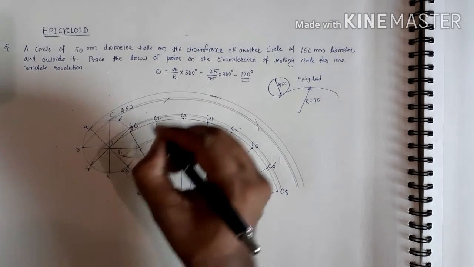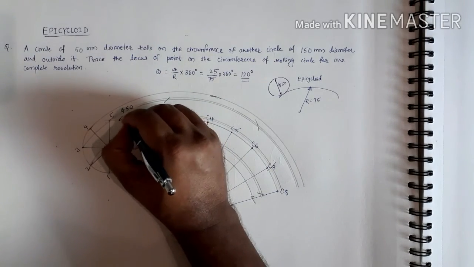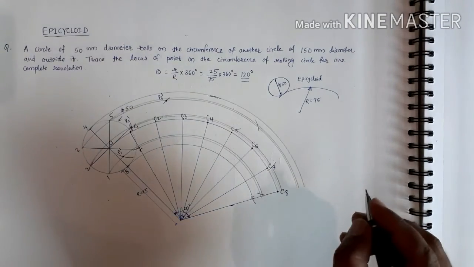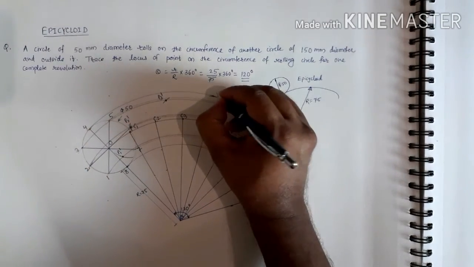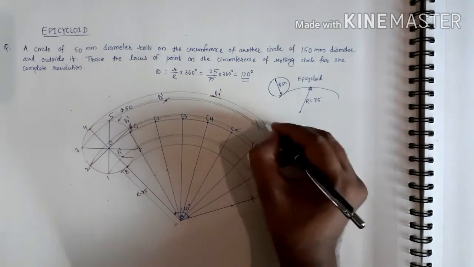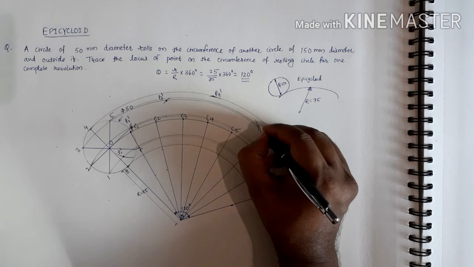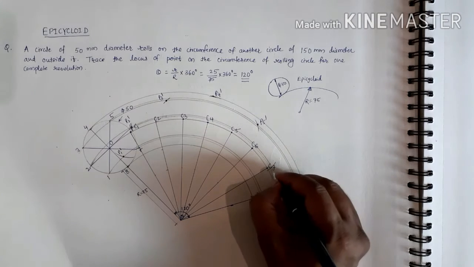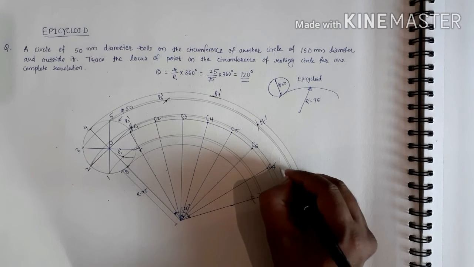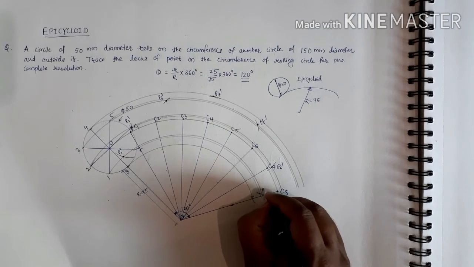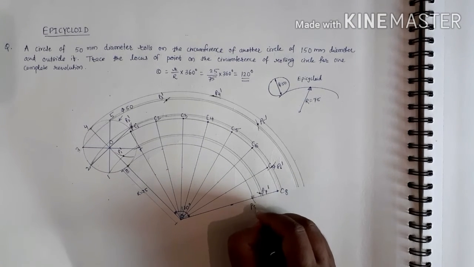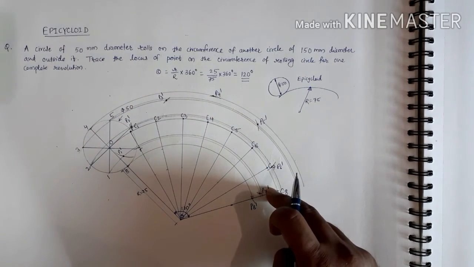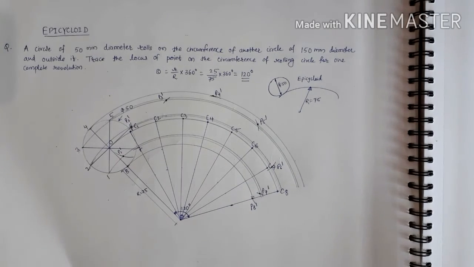So mark them as P1 dash, P2 dash, P3 dash, then P4 dash, P5 dash, P6 dash, P7 dash and P8 dash. These are the points on the epicycloid. So join all the points to get the epicycloid curve.